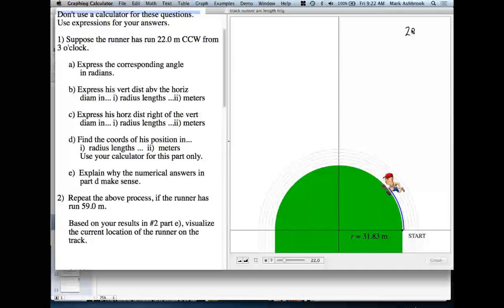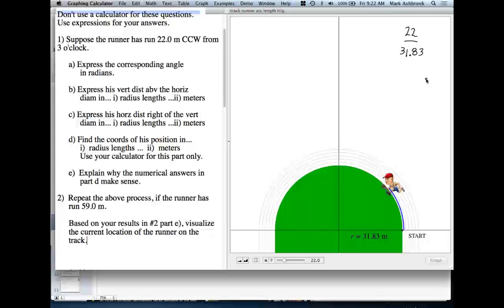So 22 over 31.83. Because radians is the same as what? Well, just a fraction of a radius length. A number of radius lengths that he's run, right? So the number of radius lengths that he's run is the same as that openness in radians. We worked on that. We worked hard on that. Okay, so now I want to express his vertical distance above the horizontal diameter in radius lengths.